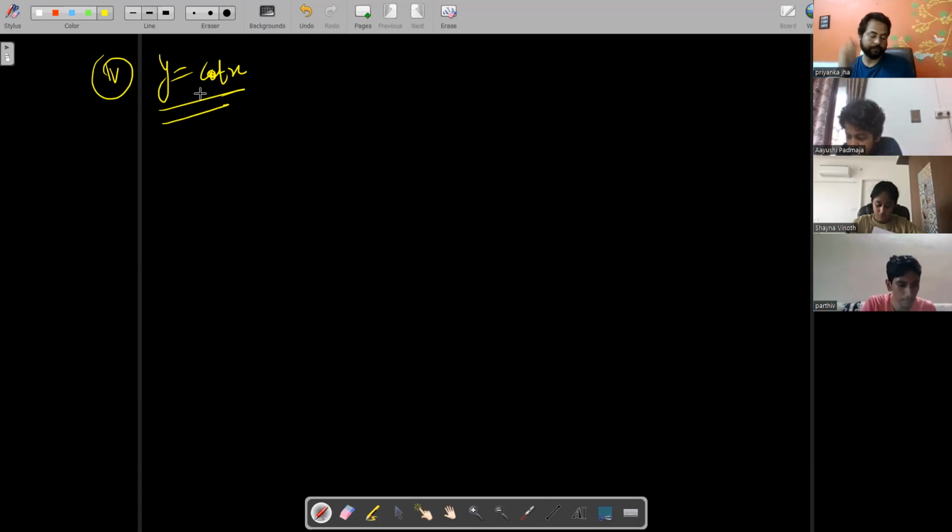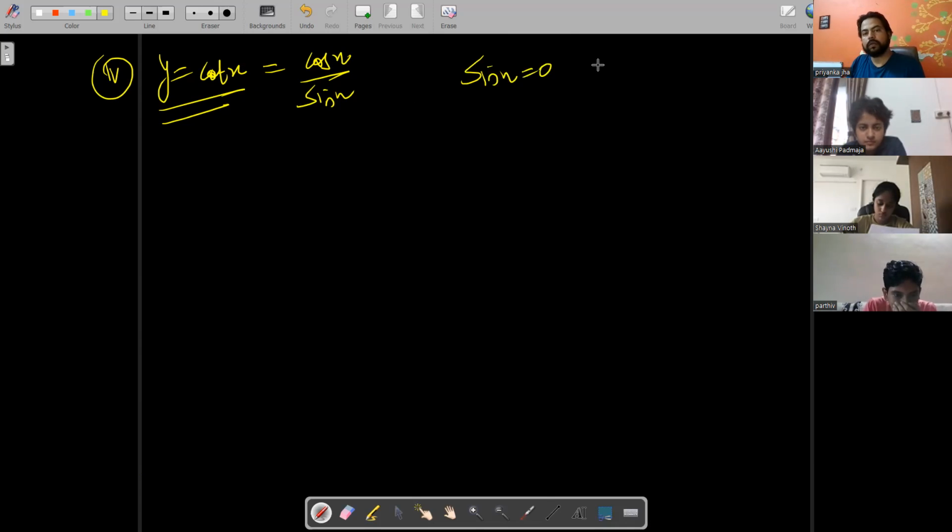See, cot is what? Cos x upon sin x, opposite to tan. So now you can see that wherever sin takes value 0, cot will be undefined, and wherever cos is 0, cot will be 0. Now sin becomes 0 at integral multiples of pi and cos becomes 0 at odd multiples of pi by 2.